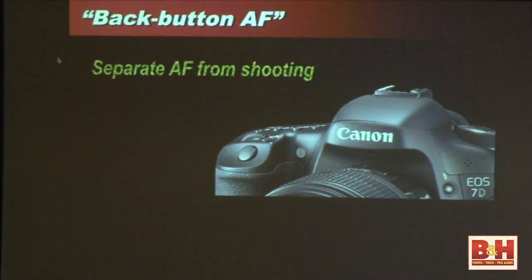Now, the whole idea is to separate the act of focusing from the act of shooting. Shooting is still always going to be done by fully depressing the shutter button. That never changes. But we've taken focus off the shutter button when we do this. If you haven't tried this, you may be wondering, why on earth would I want to take autofocus off the shutter button? It's so convenient. Push halfway, focus, and then shoot my pictures. What's not to like? What's the problem?